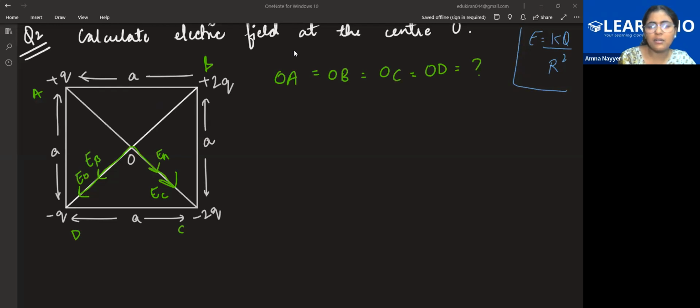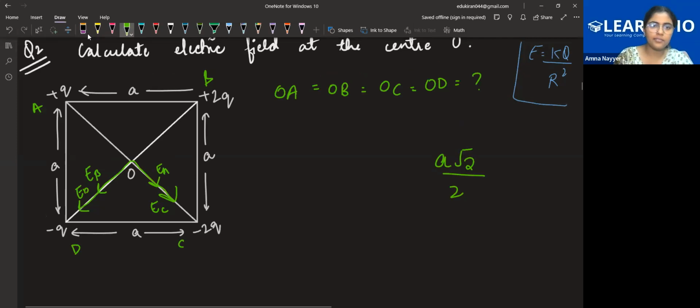Harsha, what have you written? Root 2 by 2 into A. Yeah, side into root 2 by 2. So rationalize this and then tell the final answer. Rationalize it and then answer.